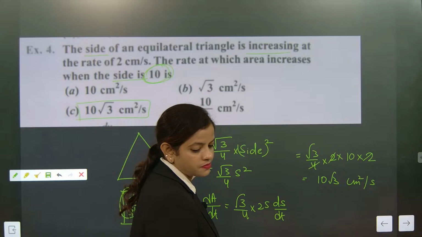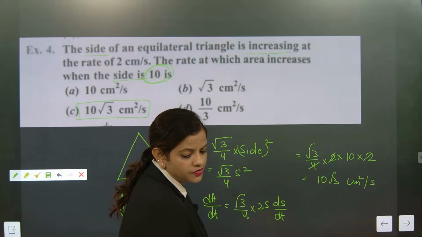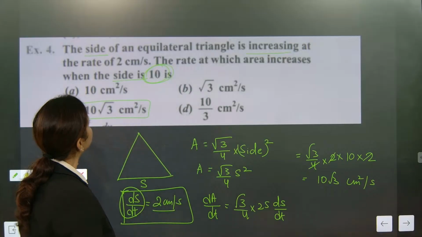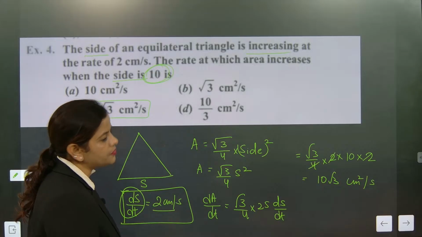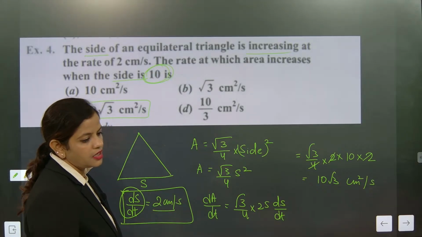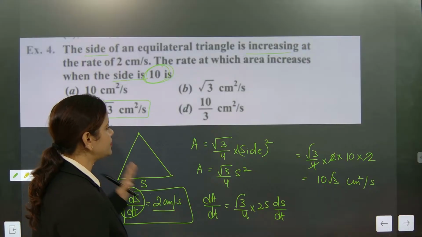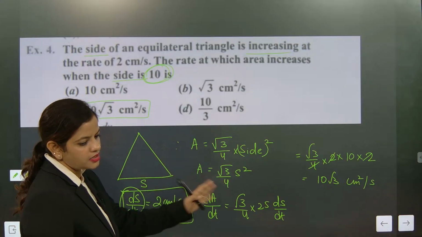Did it or not? Check this one out, do it nicely. So this is the formula. The side of an equilateral triangle is increasing at a rate of 2 centimeter per second, so the rate at which area increases when the side is 10. We have to solve it directly: area written and then differentiated, this part done.